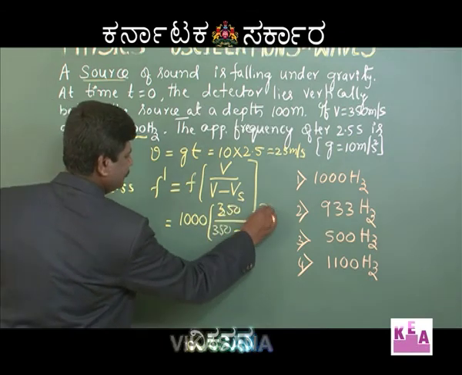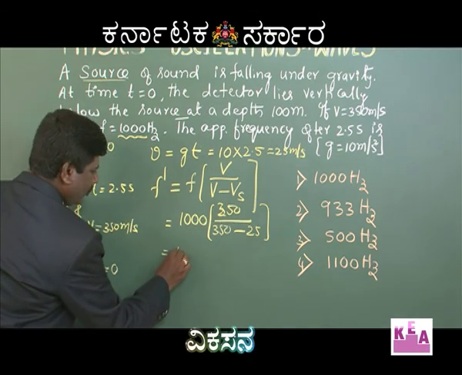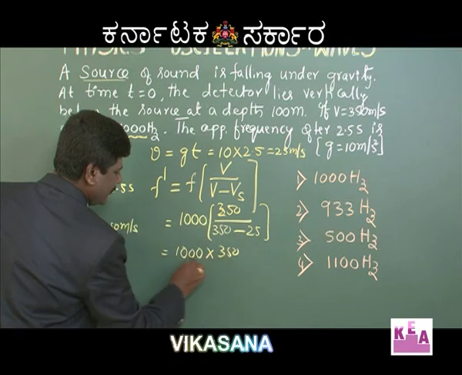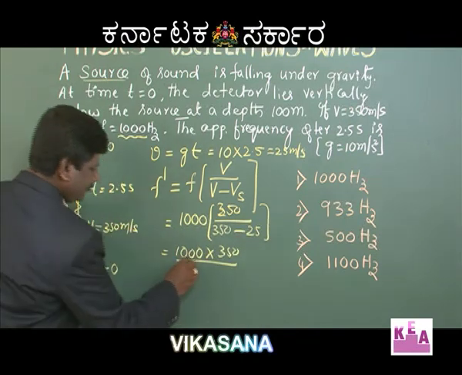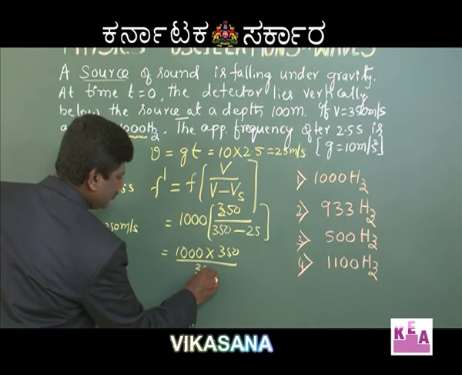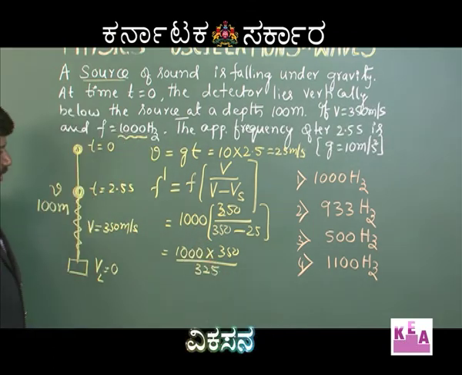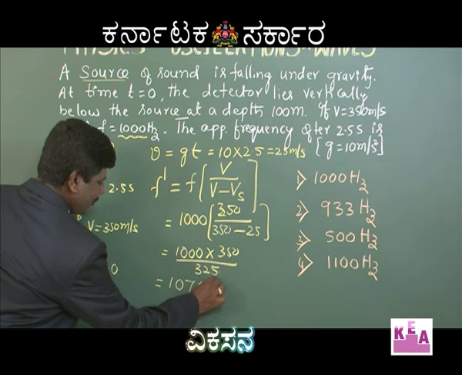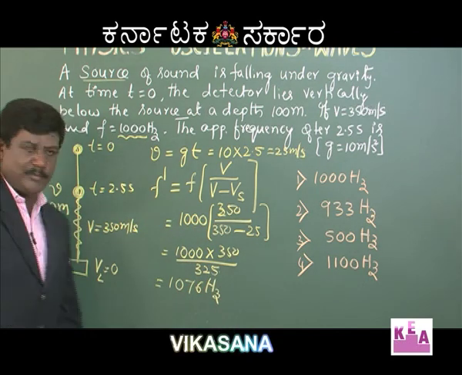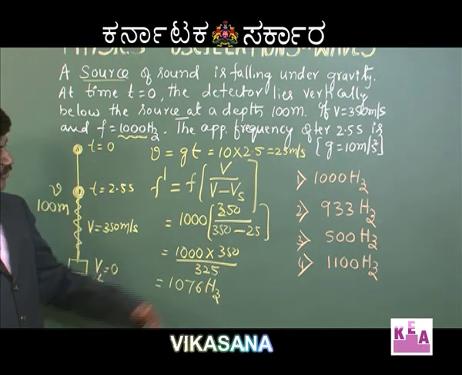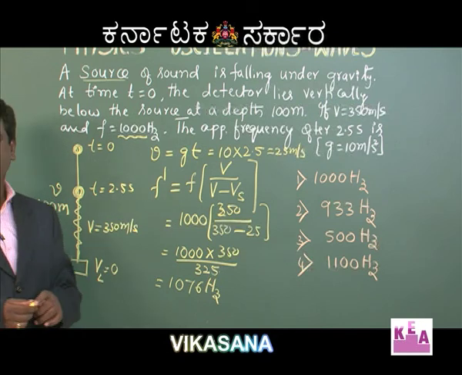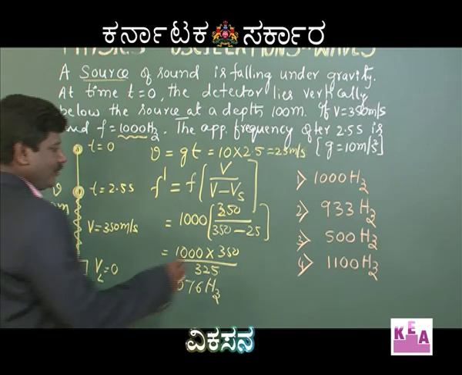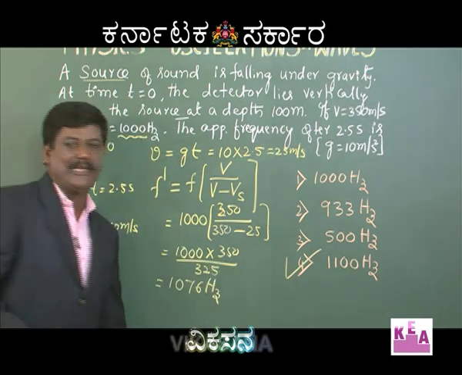The velocity of the source is 25. So, 1000 multiplied by 350, then what is 350 minus 25? That is equal to 325. So, on simplification we get 1076 hertz. Now if we compare the answer we got with the 4 options, the nearest answer is 1100 hertz. Therefore, the fourth option is the right option for this question.